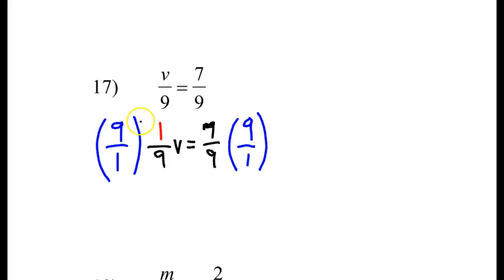Okay. Now the reciprocals always multiply to 1. See how the 9's on top and the 9's on the bottom, they cancel out. The rest are 1, so we have 1b. B. And then 7 over 9 times 9.